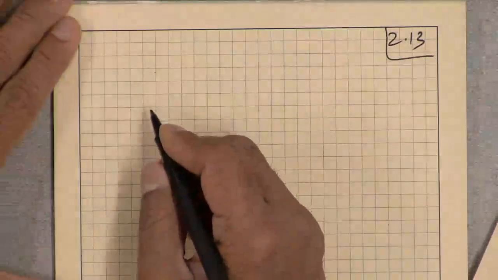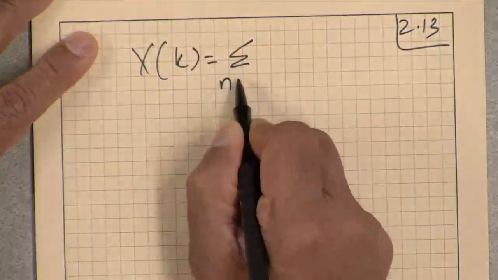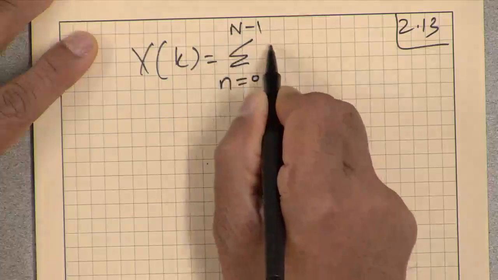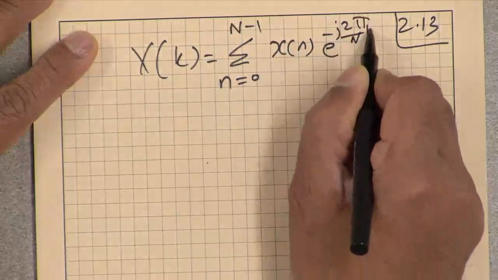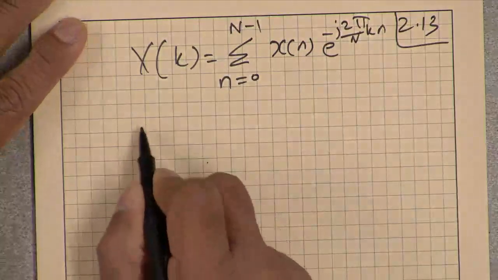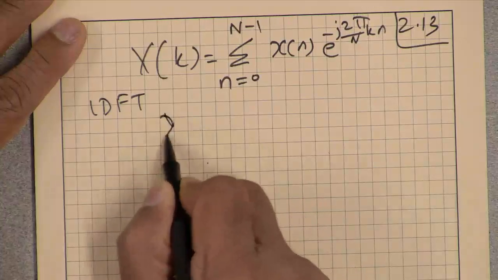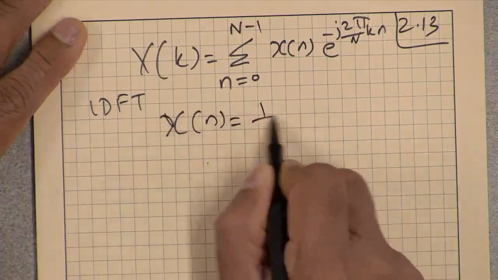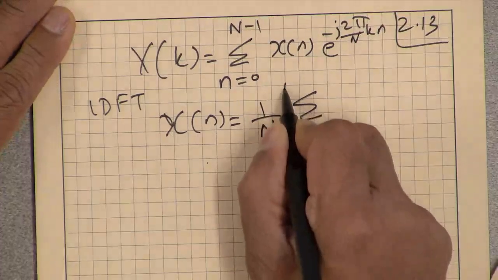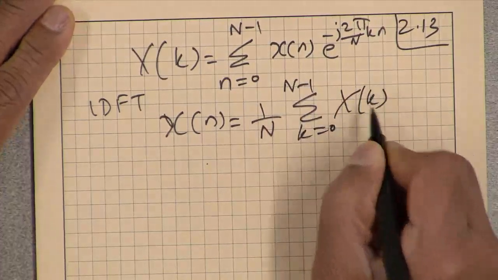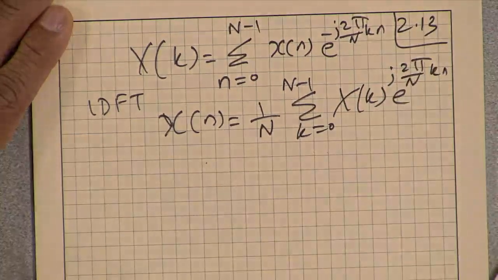So how can we compute the inverse? X[k] is summed over all n, and that's the DFT. The IDFT: x[n] is 1 over N summed over k of X[k] e to the power plus j2 pi over N nk. So what does that suggest?